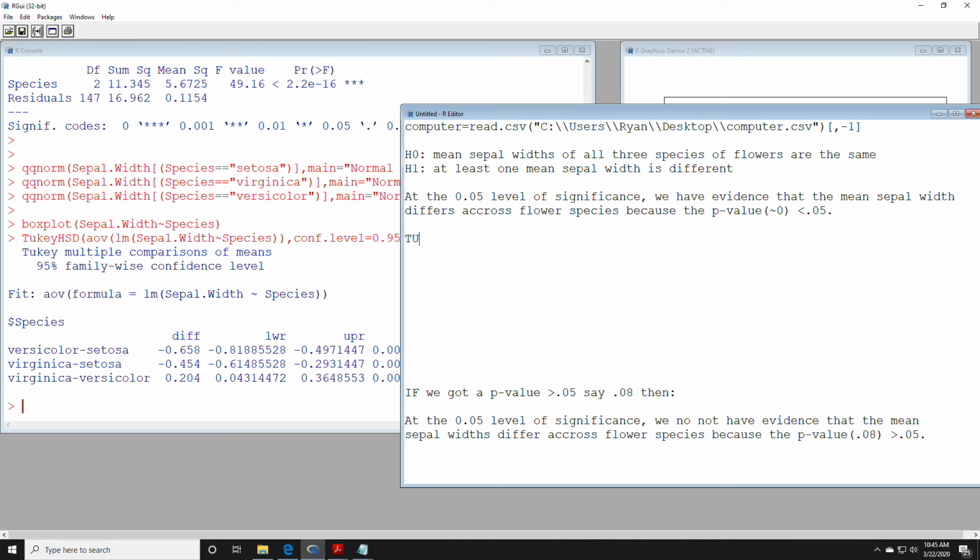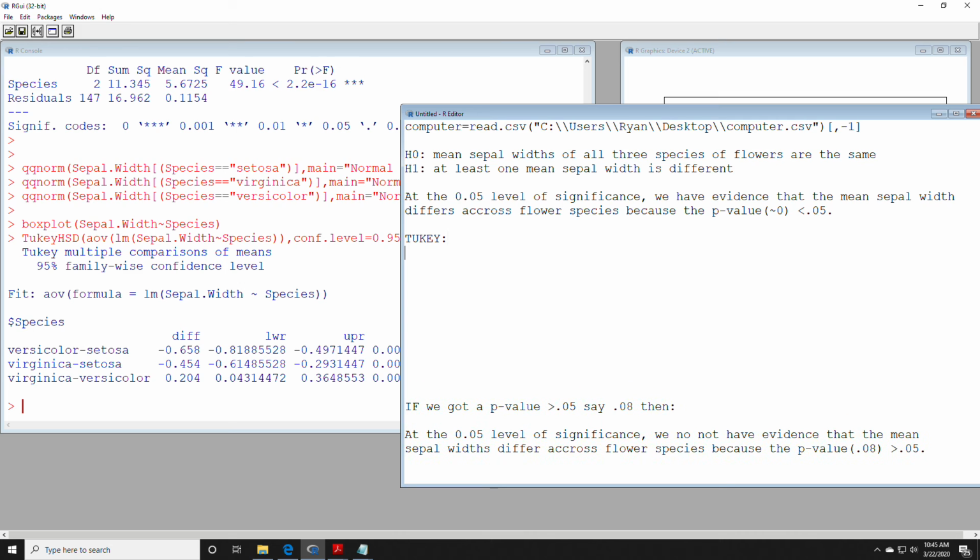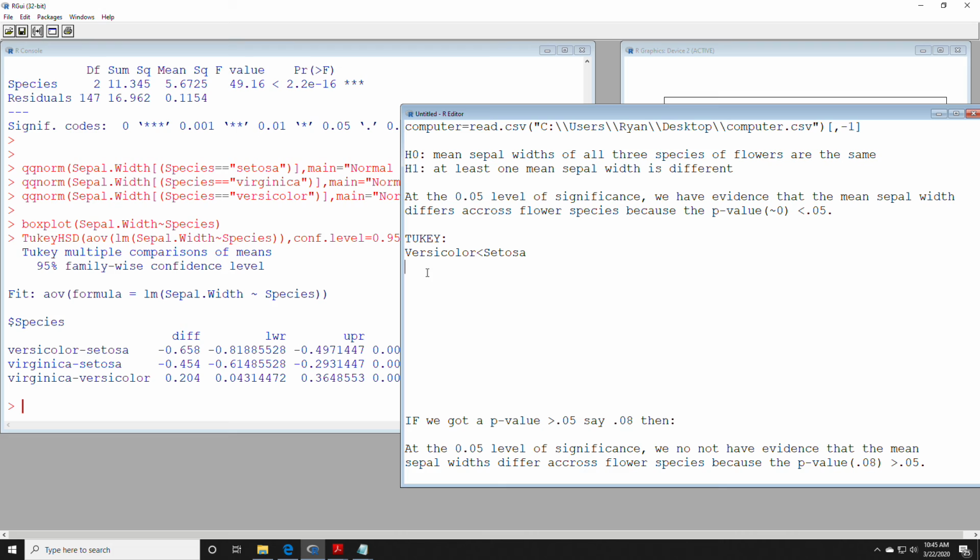So doing Tukey, the first one tells us that the mean versicolor is less than the mean setosa, right, for sepal width. And this is the procedure that I would do: check each one, say what it tells you, and then summarize them all.